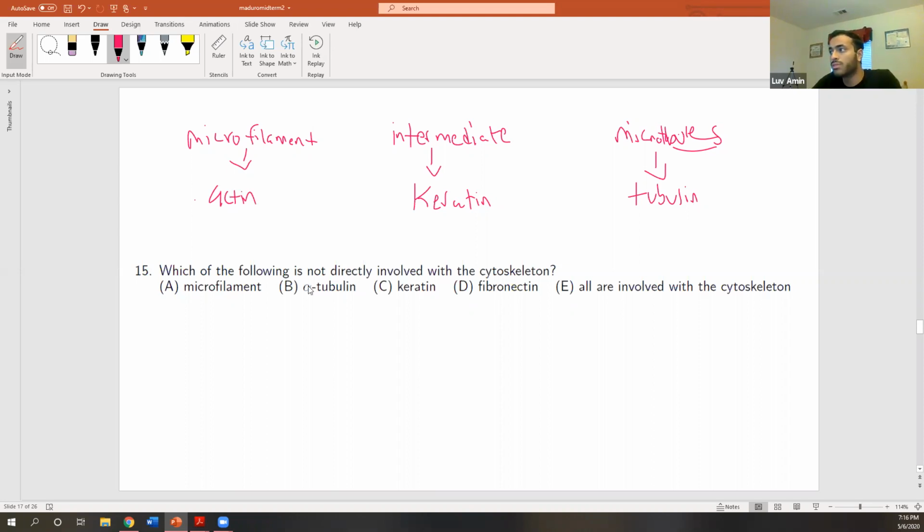And so which of the following is not directly involved? Let's see what's not in this list that's in the answer choice. We have microfilaments. We know that makes up the cytoskeleton. We know tubulin is a type of microtubule, so that cannot be it. Keratin is a fiber of intermediate filaments. And we haven't really learned fibronectin yet, so that's probably going to be our answer in this case, right? And then E says all the above, which is not true, all right?